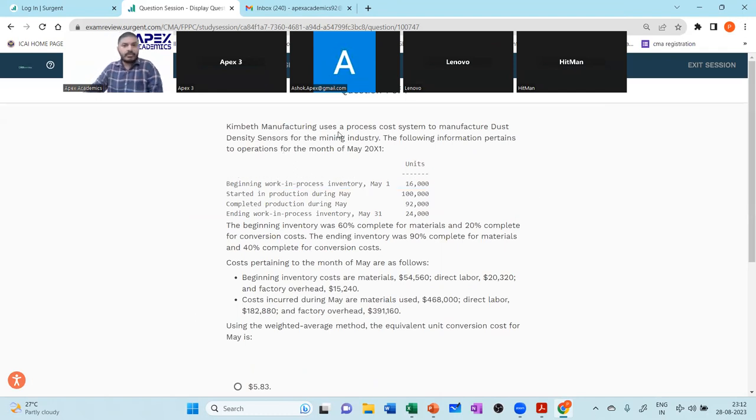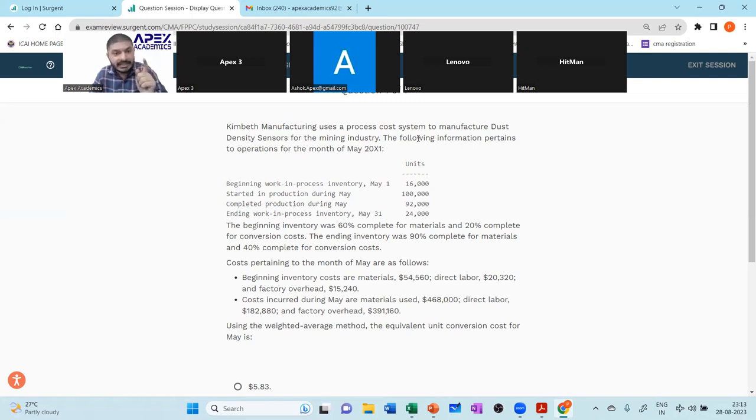Kimbeth Manufacturing uses a process costing system to manufacture dust density sensors for the mining industry. The following information pertains to the operations for the month of May 20x1. Beginning WIP is 16,000 units. You have started in production during May 1 lakh units. You have completed in production during May 92,000 units. Your ending WIP during May is 24,000 units.